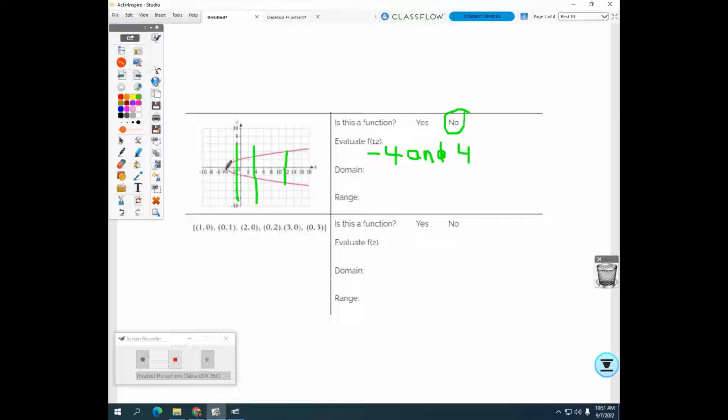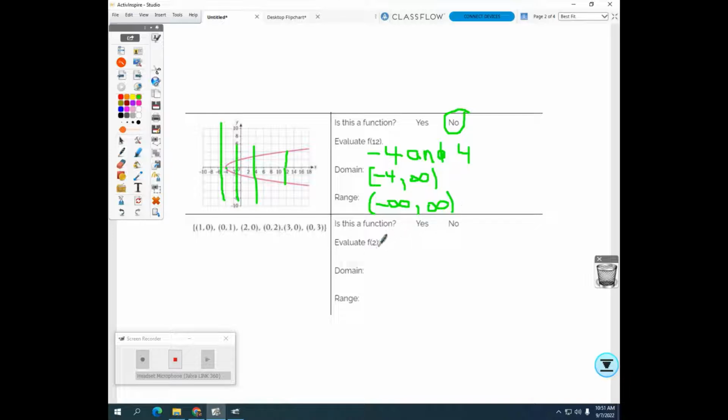Okay, my domain is going to be -4. It starts here at -4 and goes on to infinity. So I can put a wall here, but I can't put a wall on this side. So -4 to infinity. And my range keeps going and going both directions. So the basement is -infinity and the ceiling is infinity.